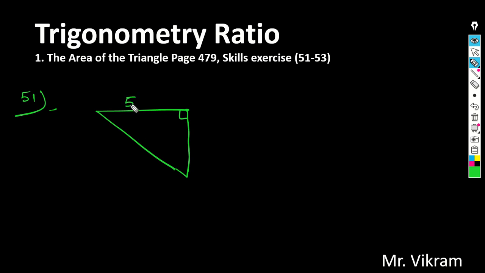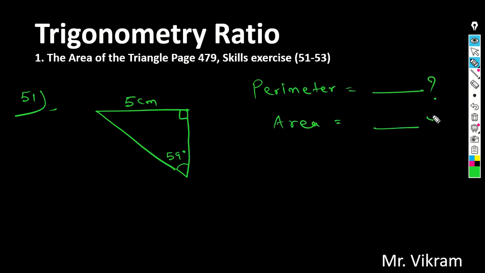Here this is 5 centimeter and this angle is 59 degree. It is asking to find the perimeter. You need to find perimeter and also you need to find area, right? And you need to round your answer to the nearest hundredth.